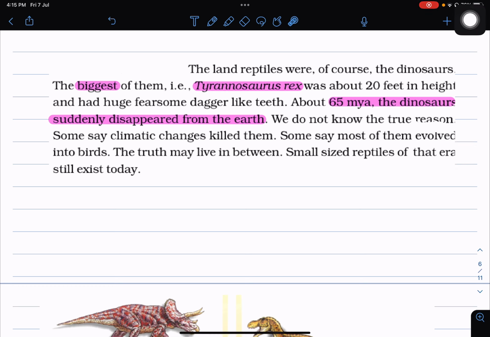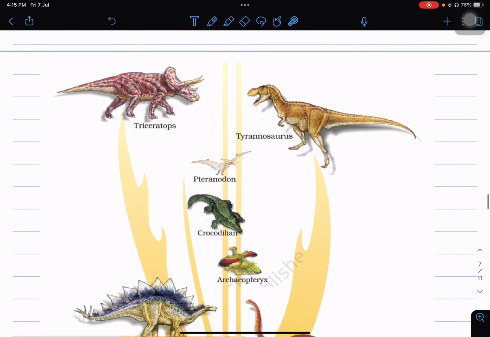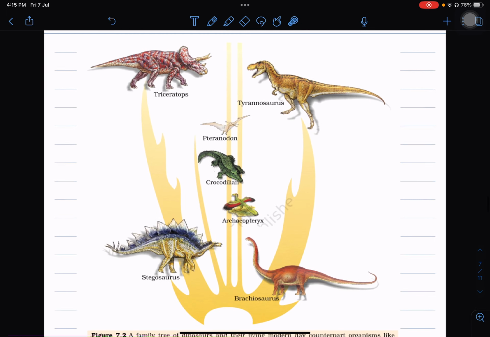We see many theories for their extinction. We do not know the true reason. Some say climatic changes killed them. Some say most of them evolved into birds, and many other theories are there. The truth may lie in between. We don't know. And now we have small-sized reptiles, because all these giant reptiles went extinct.